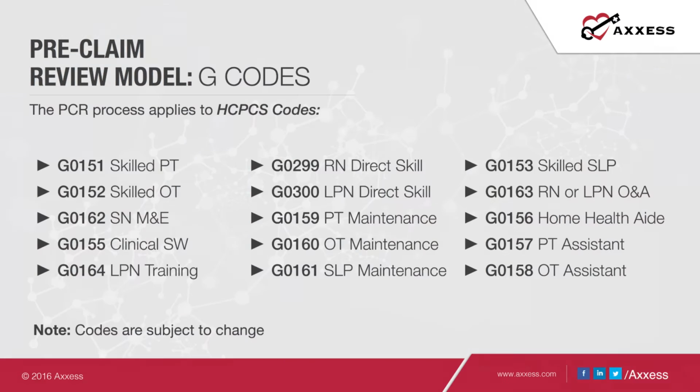For the pre-claim review model, the following G codes or HCPCS codes are also included. G0151, which is your skilled physical therapy, G0152, which is skilled occupational therapy, G0162 is skilled nurse management and evaluation, and we know that's an RN-only skill, by the way. G0155, clinical social worker. G0164, LPN training. G0299 is RN training.